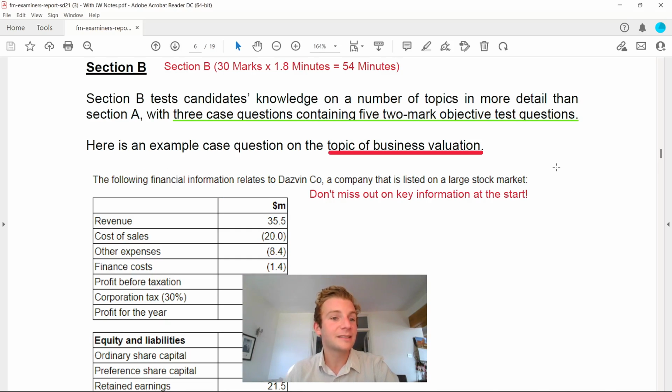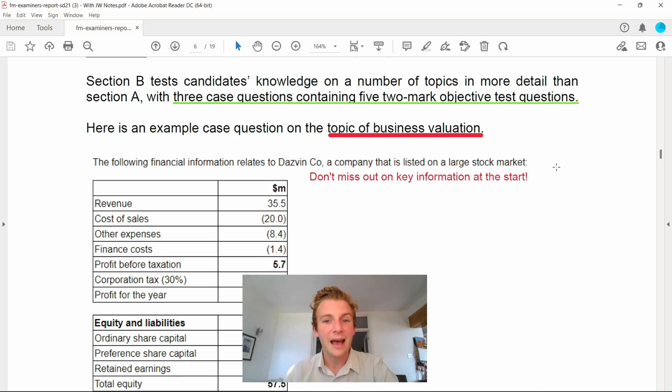The key topic underlined, for the example we're going to have a look through now, is all about business valuation. Don't miss out as well, this is where the examiner puts in key information in the exam, right up at the top that you can see here for Daswin Co. It's a listed company on a large stock exchange, so quite complicated, lots of rules and regulations. They're not just a little sole trader.